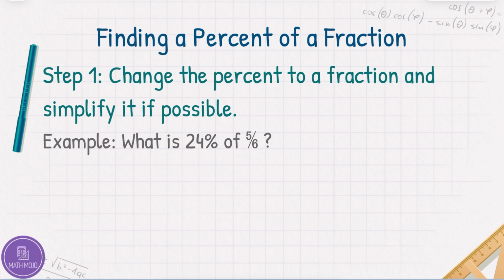So let's start off by changing our percent to a fraction. So we can have 24 in our numerator, and then 100 in our denominator, and that is 24% as a fraction. So now we can simplify this further. We can divide by 4, which is going to give us 6. And then same thing for the 100, we can divide that by 4 as well, which is going to give us 25.